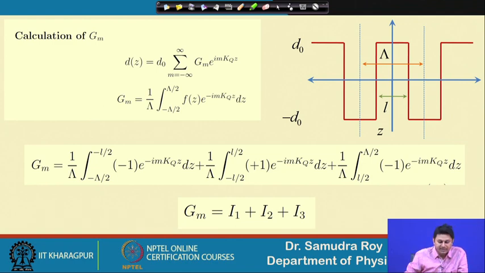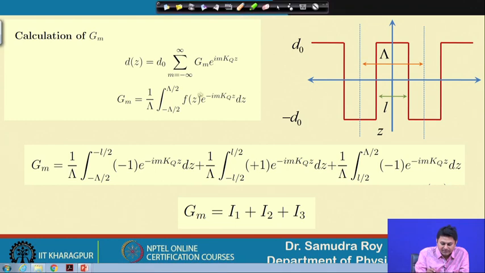So, d of z can be represented for this periodic function. This is the realistic function of d. So, we can write d as a summation over m from minus infinity to infinity, as a Fourier series. So, Gm is a Fourier component. The Fourier component can be found if the function is given.